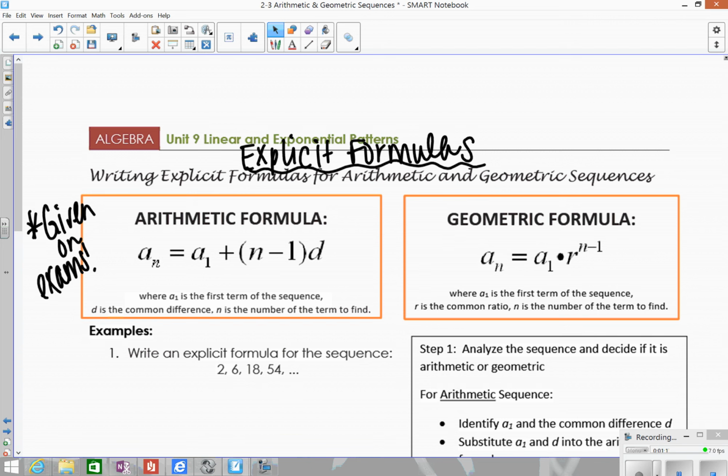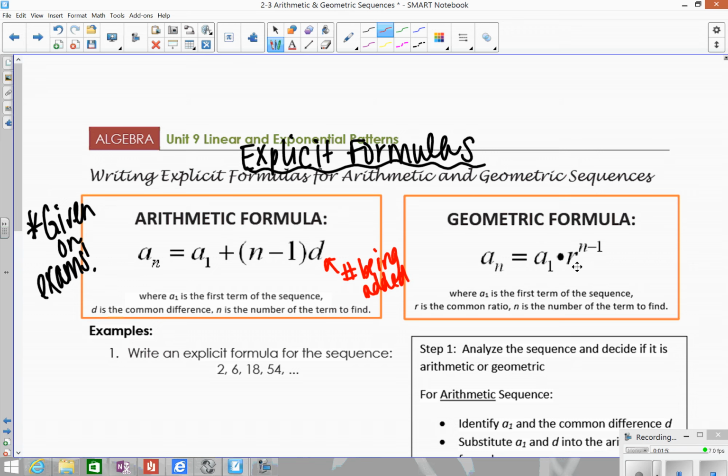Remember, arithmetic means that you're adding a constant number, whereas geometric means you're multiplying by a number. Each of them has this a sub 1 term, which basically means they each require you to know the first term of your sequence. The difference is that the arithmetic formula has this d term, which is the number that you're adding each time. They call it the common difference. So this is the number being added.